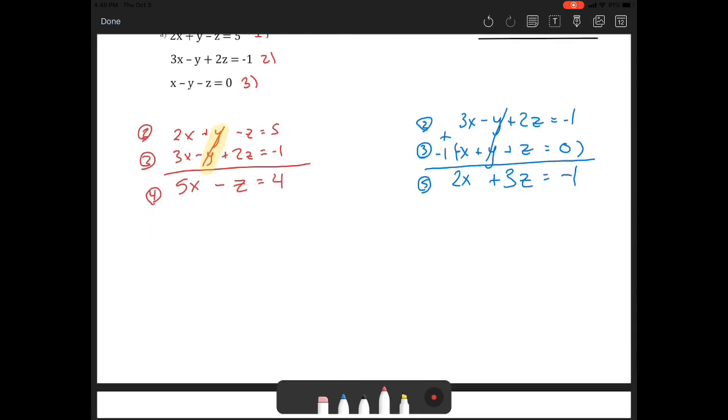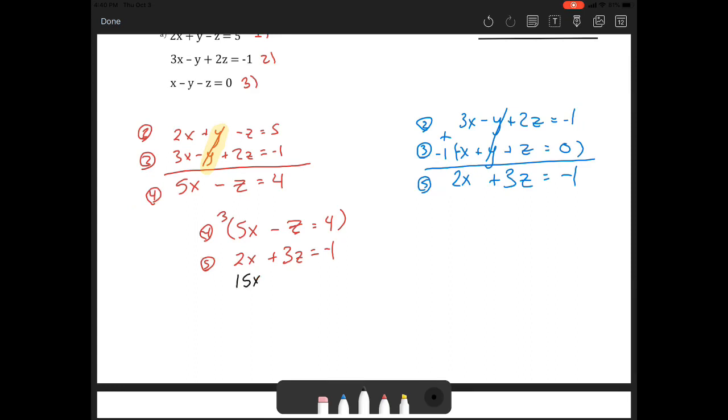So now I've got to take these 2 new equations and use elimination for them. So I'm going to have my fourth and my fifth equation. So I'm going to have 5x minus z equals 4. And then I'm going to have 2x plus 3z equals negative 1. Well, I still have to find a way for these to match. And I've decided I want to make the z my eliminating one. So I've got to multiply this first equation by 3.